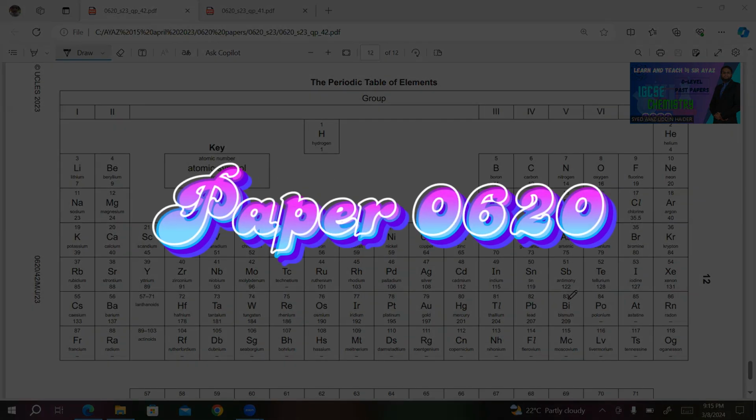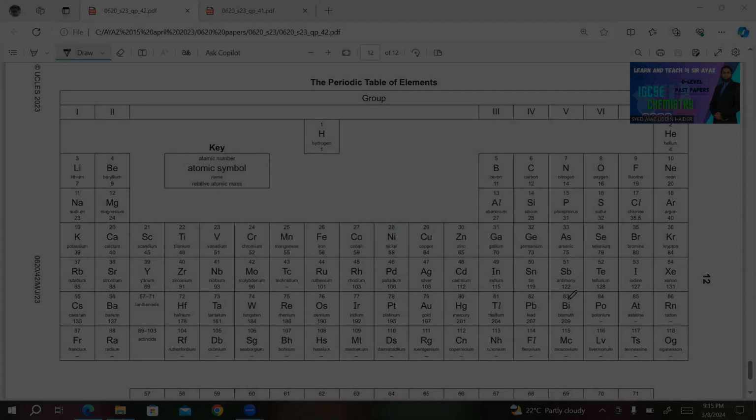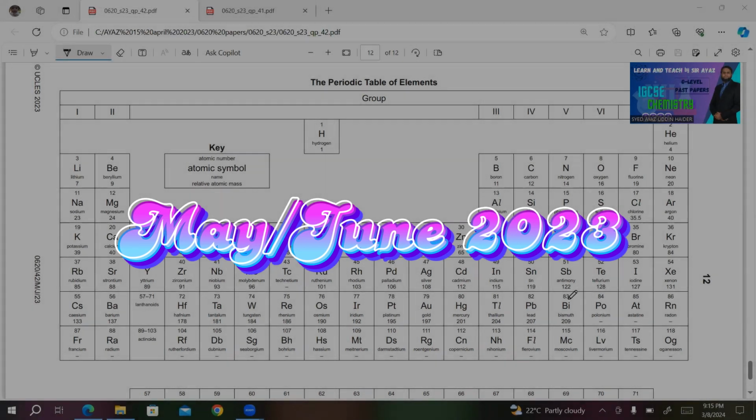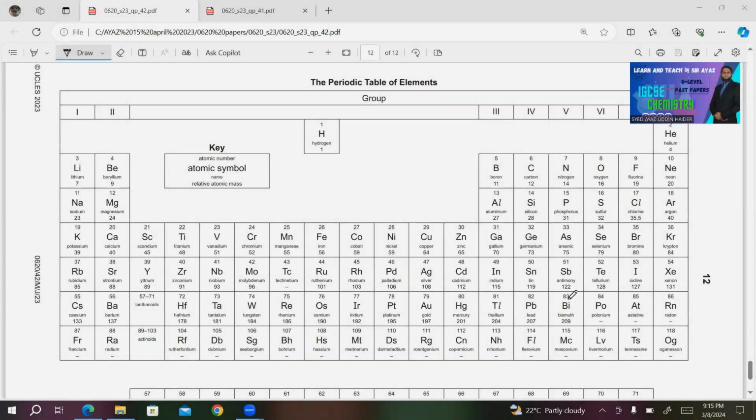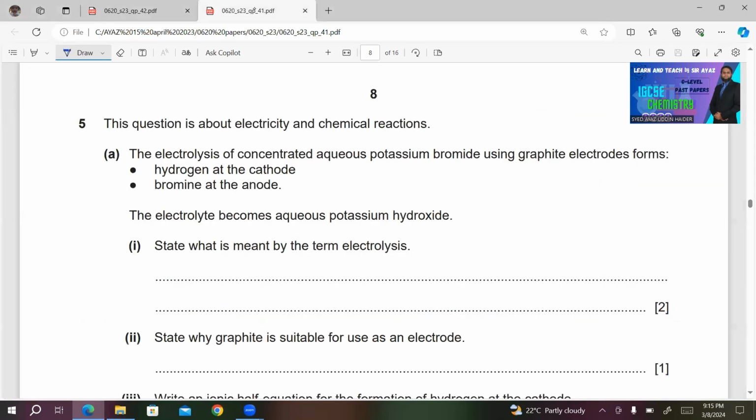So, I was doing the paper 0620 May June 2023, and the variant is 41. And I'm done till question number 4. So, I will continue from question number 5. This question is about electricity and chemical reactions.